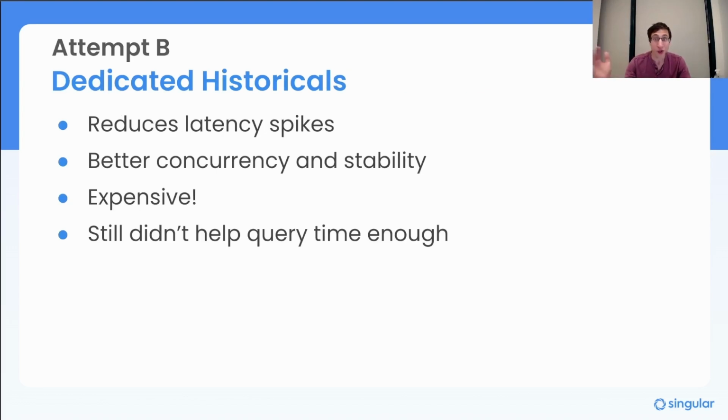And this did reduce latency spikes. We did reduce the denial of service, and it was good. It gave us better concurrency and gave us stability. It unfortunately was just very expensive. It's still scaling up, and it didn't help the query time enough because we're still scanning all of these segments. We still can't do any kind of clever pruning.